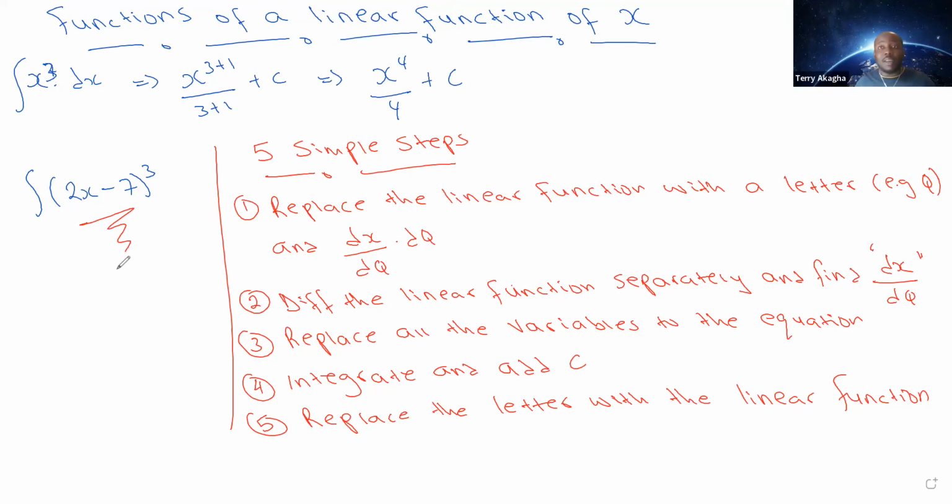But regardless if the integration question comes in as trig or any other form, these are the 5 steps. You replace the linear function with a letter and add dx over dq. Next, you differentiate the linear function separately and find dx over dq. Third, you replace all the variables in the equation. Fourth, you integrate and add c. And finally, you replace the letter with the linear function. I'm going to see you in the next video, where we're going to solve this question, integrating 2x minus 7 raised to power 3.